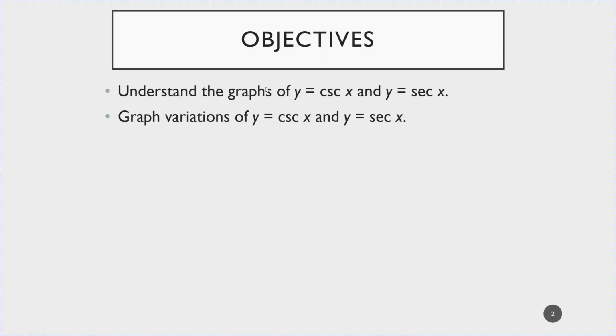So here's what we're going to do. We're going to start by talking about how you understand the graphs of y is equal to cosecant of x and y is equal to secant of x. I'm going to just do the basic graphs of those. And then we're going to talk about how you graph variations of y is equal to cosecant of x and y is equal to secant of x. I'll do the basic graphs of cosecant and secant, and then I have two examples of cosecant graphs, and then two examples of secant graphs. All right, so let's jump right into this.